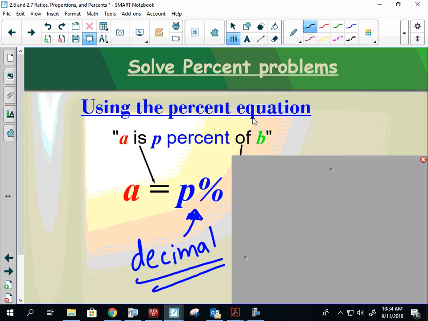Then we need to translate the word of. Of in math means multiply. If I say 3 groups of 5 people are going to the movies, 3 times 5 is 15. So of means multiply, and then the letter B is B. So we're just translating to an equation. Here's an example of it actually being used for a problem.